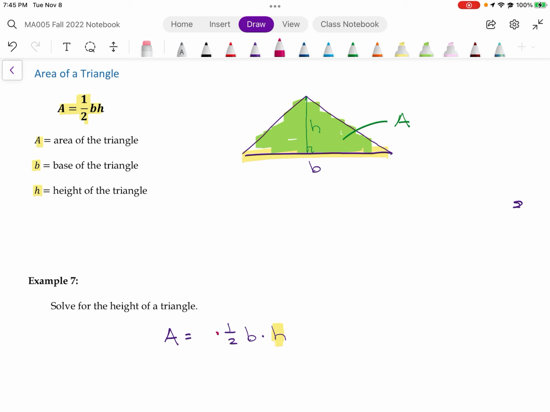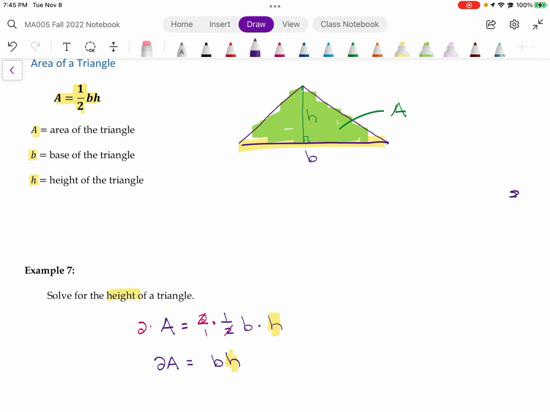I multiply by its reciprocal. So I'm going to multiply by 2 over 1, or just 2, on the other side. 2 over 1 and 2 mean the same thing, so why use a fraction if I don't need to? So the 2's are going to cancel out, and I'm left with 2A on the left and BH on the right. And remember, we're still looking for H. We're trying to find the height.